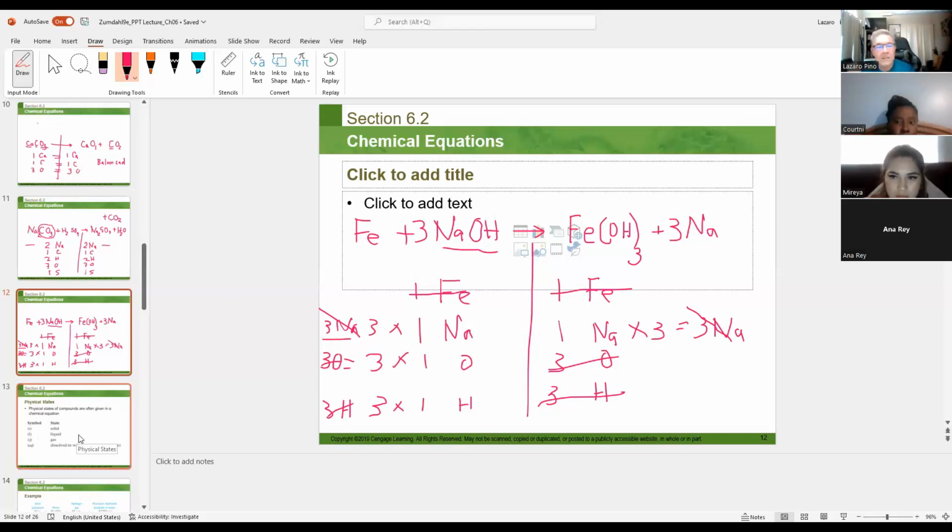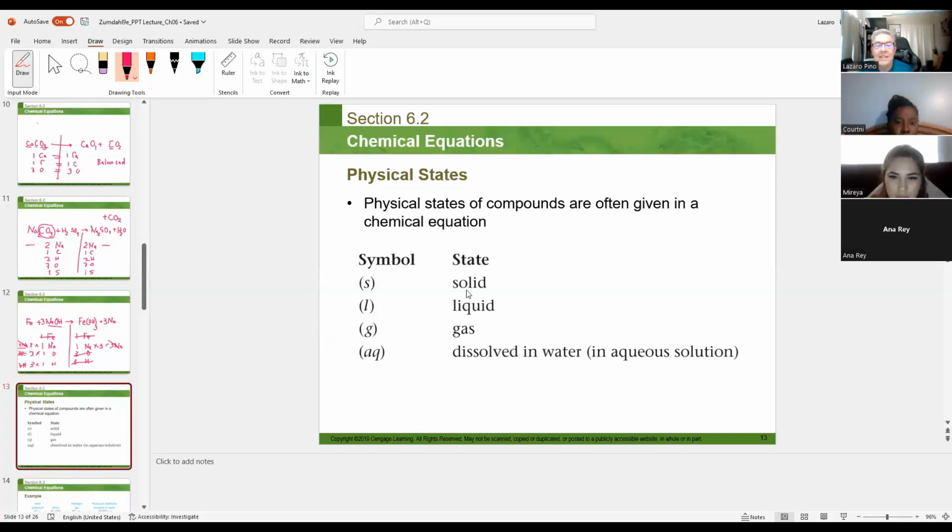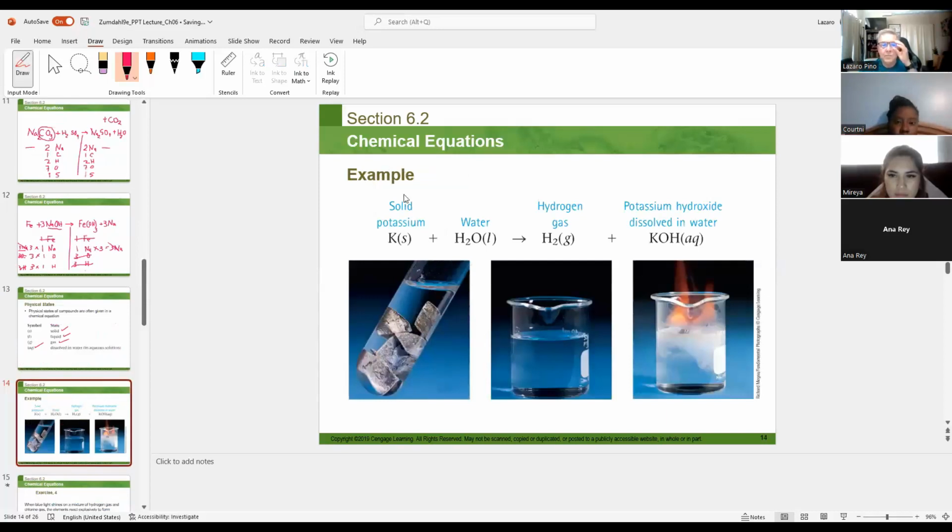What is also important in a chemical reaction? We need to write the state. They can be solid, liquid, gas, or if the substance is aqueous. What is the other thing? Look at this. Here we have potassium in the solid state in front of water that is liquid. The reaction between this metal and water is very, very strong. It produces hydrogen and potassium hydroxide.